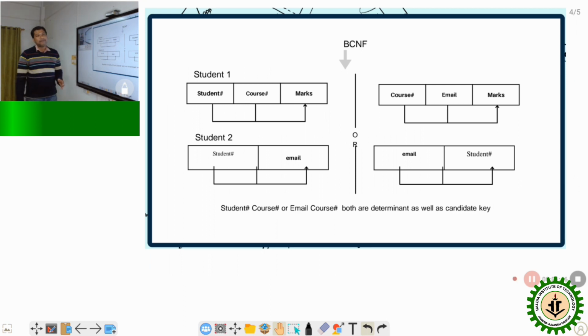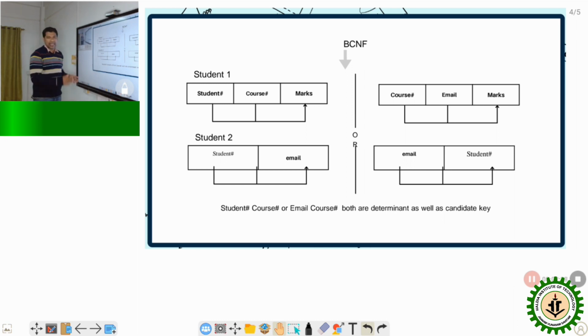To convert the table to BCNF, we have to break the table into two tables, and we have two cases. The left one is case 1 and the right one is case 2. Under case 1, we have two tables. Table 1, student 1, consists of student ID, course ID and marks, and table 2, student 2, consists of student ID and email ID. In student 1, by using the student ID and course ID, we can get the marks of a student, and by using the student ID in student 2, we can get the email ID of the students.